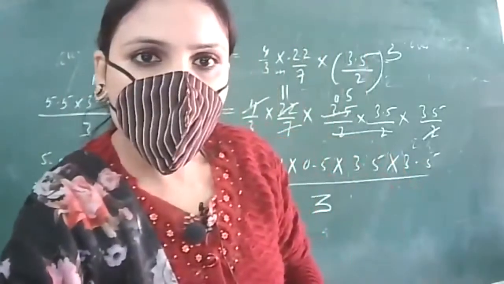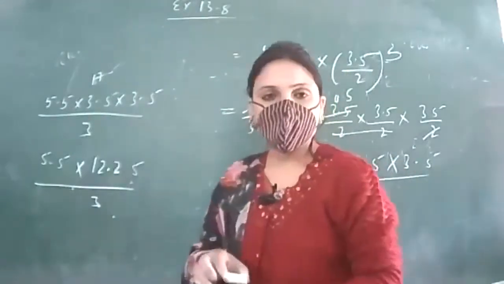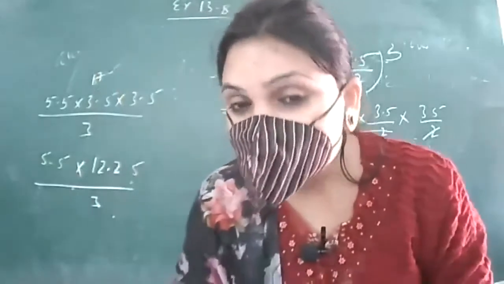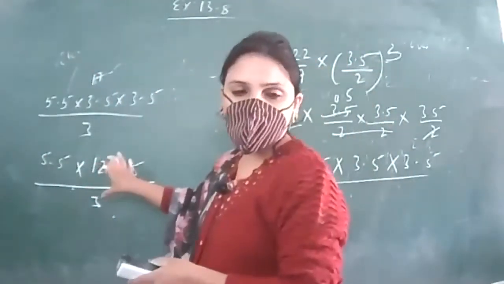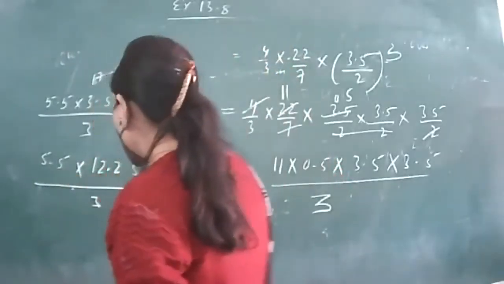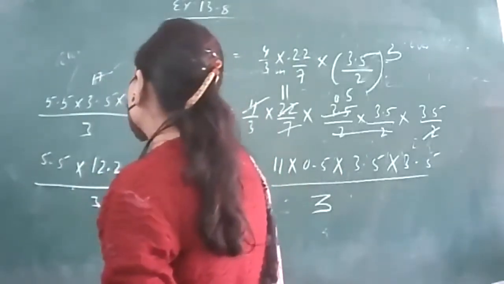Arman has something to say. हाँ जी Arman. Yes Arman, आंसर आ गया. अभी कर रहे हैं, आंसर आएगा अभी. Till this we have done the calculation rightly. Let us continue. 5.5 into 12.25 मल्टीप्लाई करो, कितना आएगा?